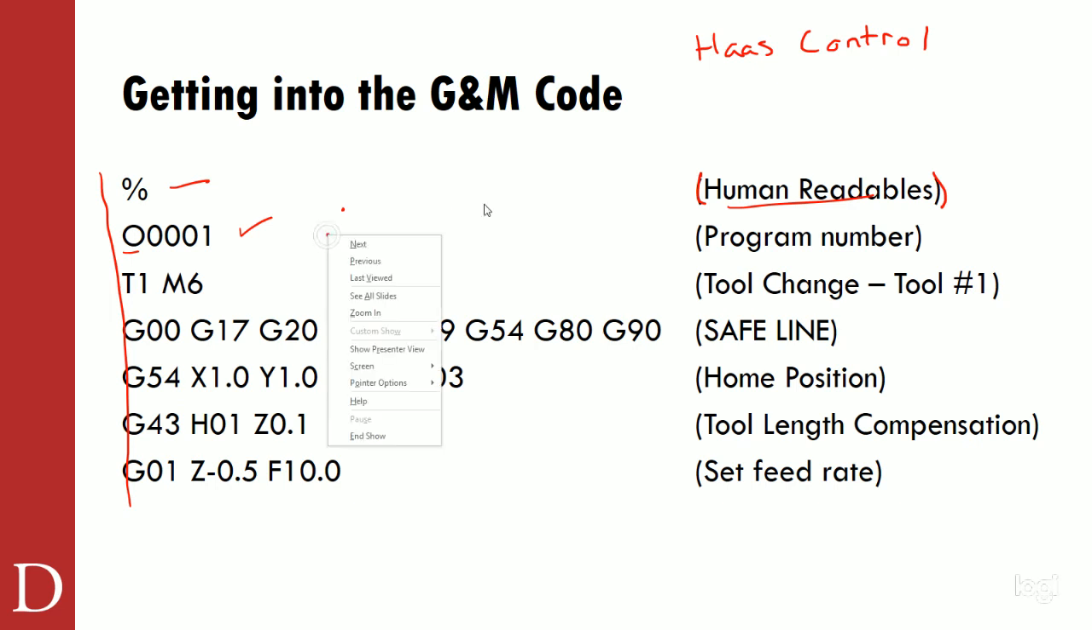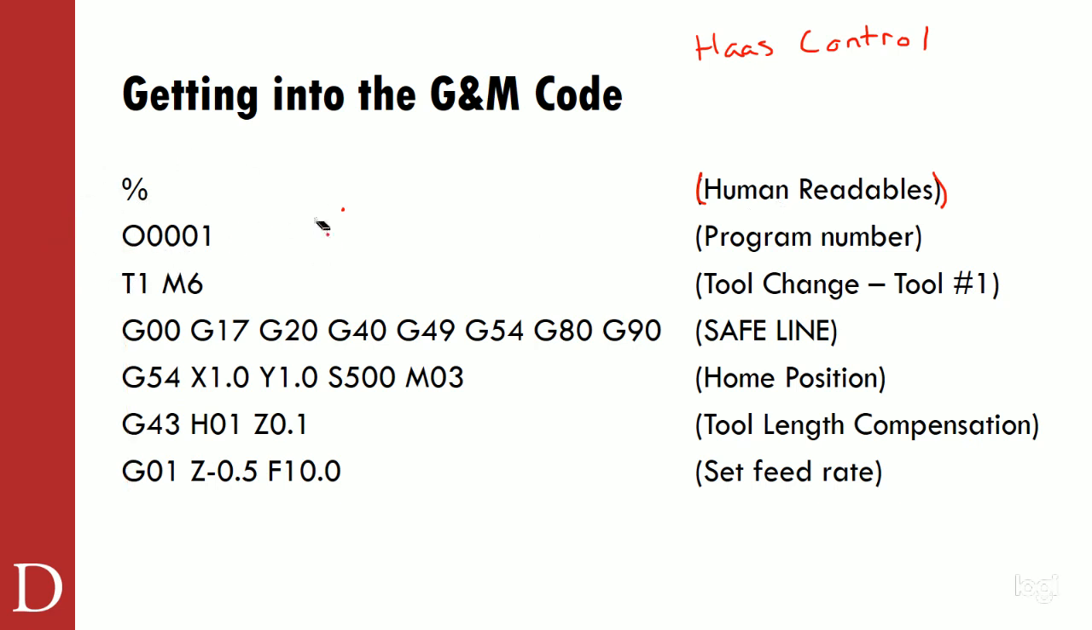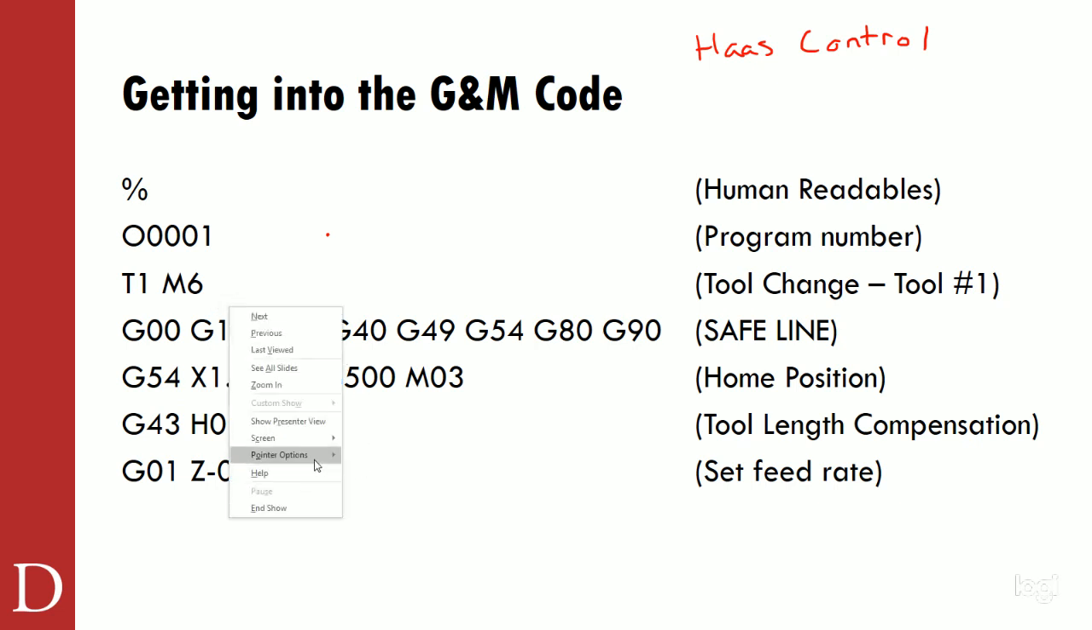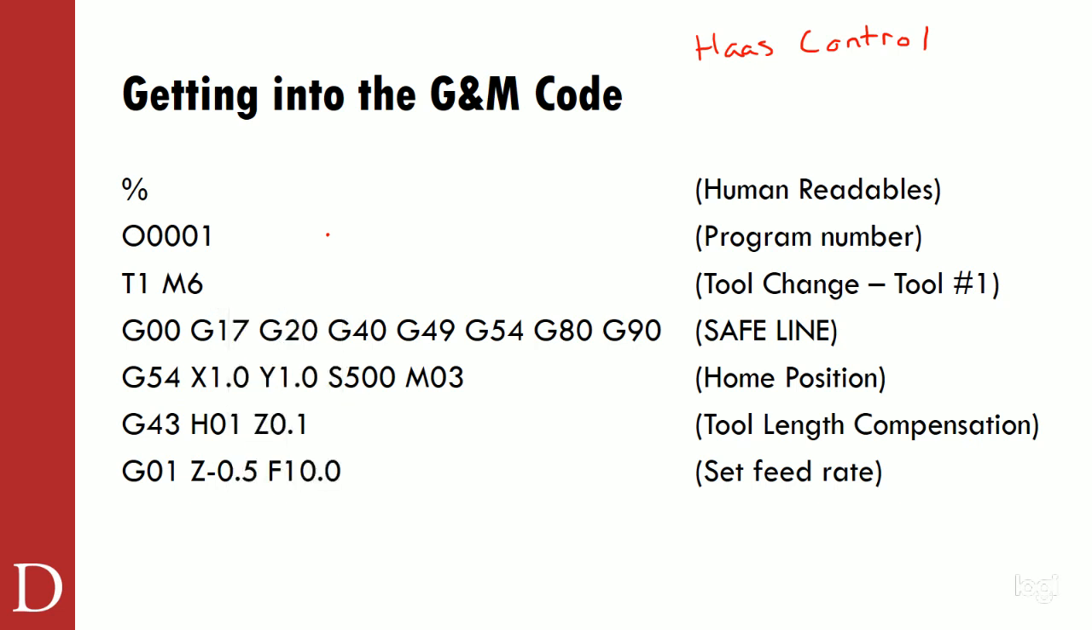All right, let me get an eraser up here real quick. That got kind of messy there. Sorry about that. All right. So we know what the machine reads, and we know what the human is going to read, and that's really what we're concerned with right now. All right, pointer options. Go back to my pen. All right, so we got our program number. We got the percent to start the program.